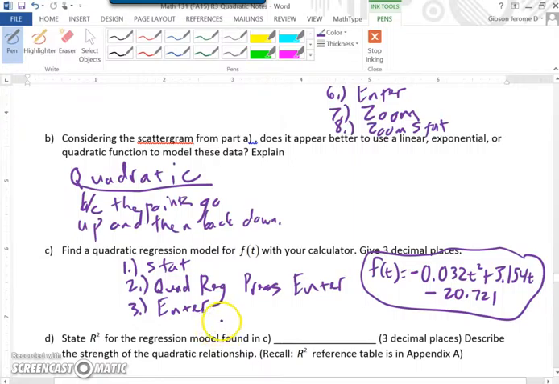Okay, now, just like I told you all from the first day of class, you should leave your diagnostics on. If you left your diagnostic on, you can easily find R2. You can go back and do what we did. When you got your answer for C, it should have your R2. So your answer should be 0.970. And it says describe the strength. You know that is a strong relationship, or the strength is strong.